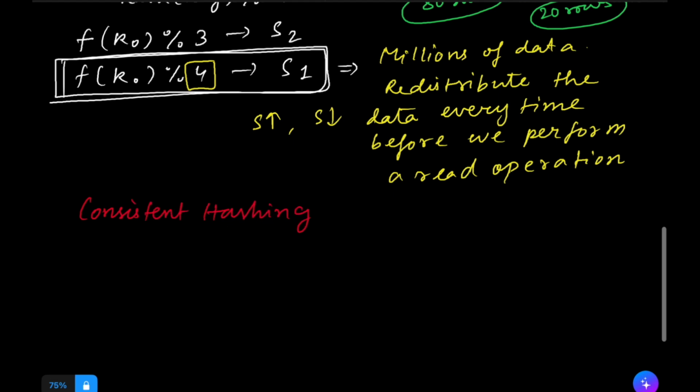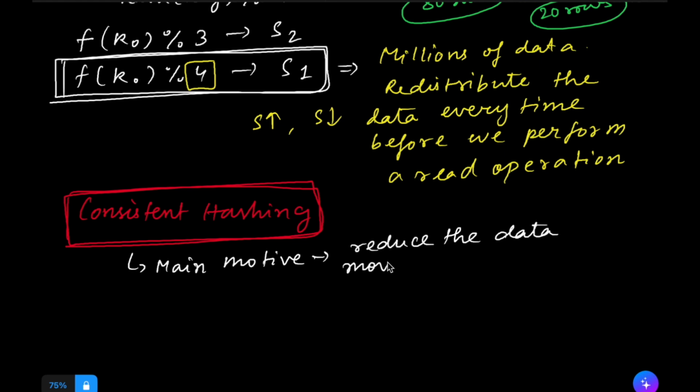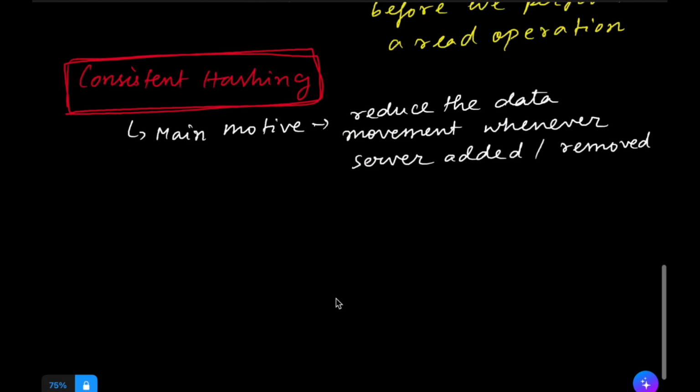So what is consistent hashing? The main motive behind consistent hashing is to reduce the data movement whenever a server is added or removed. So in consistent hashing, we have a hash space.